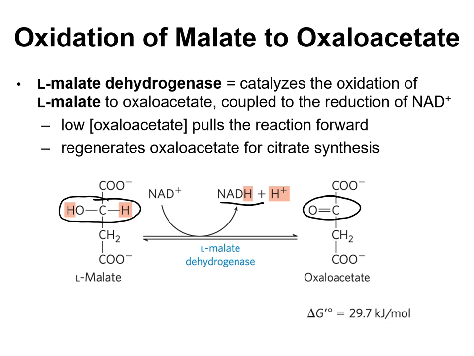The really low concentration of oxaloacetate is what helps to pull this reaction forward. Without it, the equilibrium would lie more to the left, with just hanging on to that malate. But because the concentration of oxaloacetate is so low, it drives the reaction to the right to make oxaloacetate. And this is how you regenerate oxaloacetate for citrate synthesis. So this is the end of the cycle, and then once you start again, you would add another acetyl-CoA to this oxaloacetate and go around again.